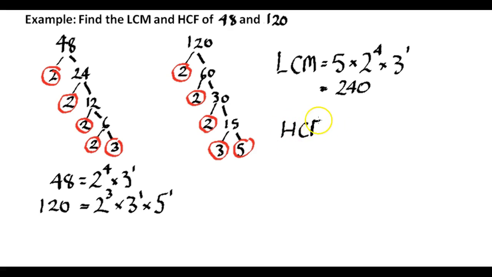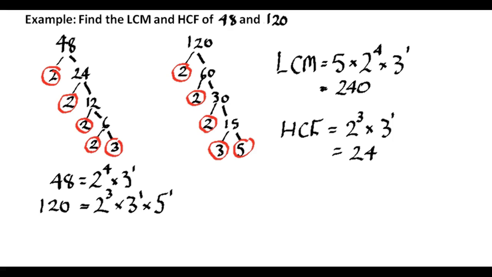And now we want to find the highest common factor. The highest common factor is the common prime factors, 2 and 3, to their smallest power. So 2 to the smallest power is 3, and the 3's have the same power, so the smallest power is 1. 2 to the power 3 is 8, and 8 times 3 is 24.